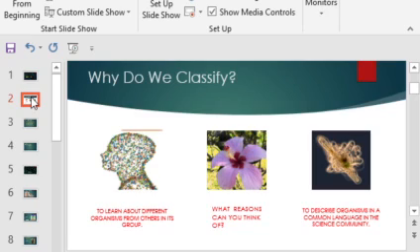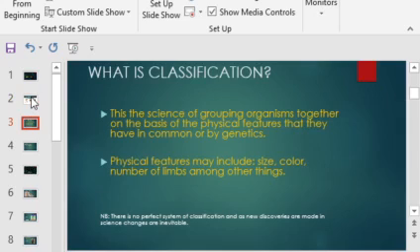Now, we are going to define the term classification. This is the science of grouping organisms together, as we said at the beginning, on the basis of physical features that they have in common or by genetics. Some of us may or may not know, if we are grouping them according to genetics, they are going to eventually display the phenotypes, which will reflect as a physical feature. So everything here ties in together.